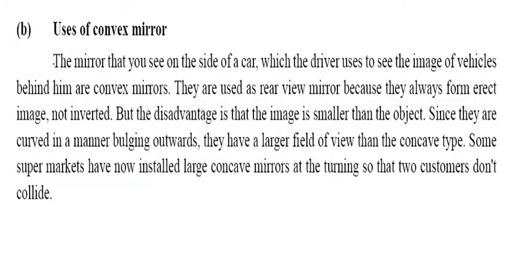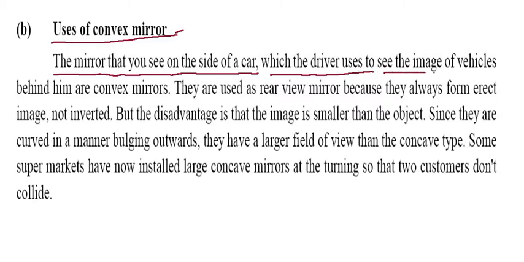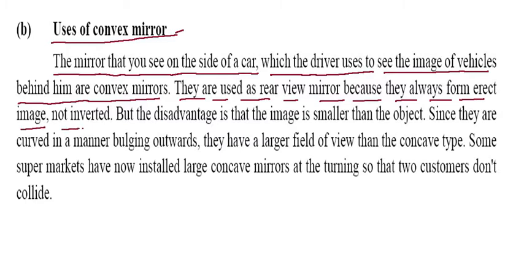Now come to the convex mirror. What is the use of convex mirror? The mirror that you see on the side of a car, which the driver uses to see the image of vehicles behind him, is a convex mirror. They are used as rear view mirrors because they always form an erect image, not inverted. The disadvantage is that the image is smaller than the object.